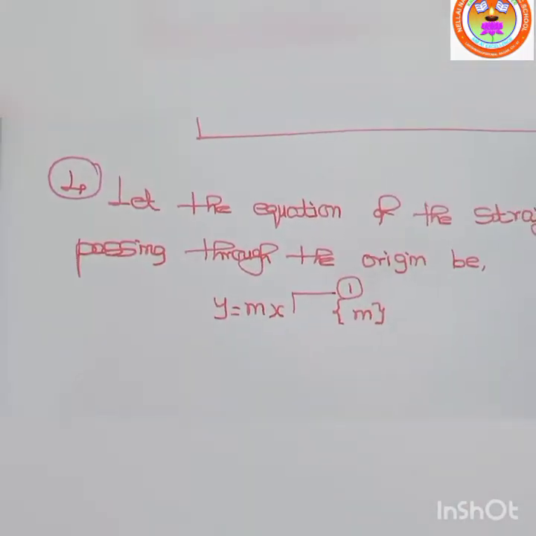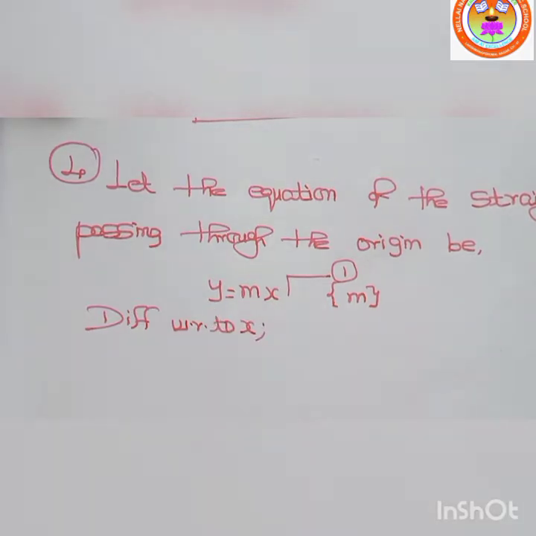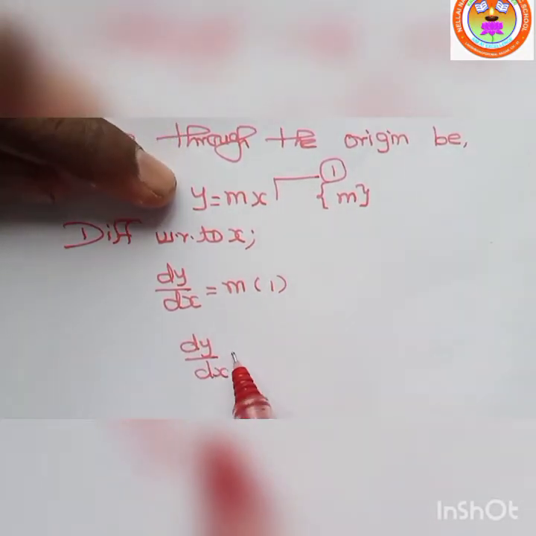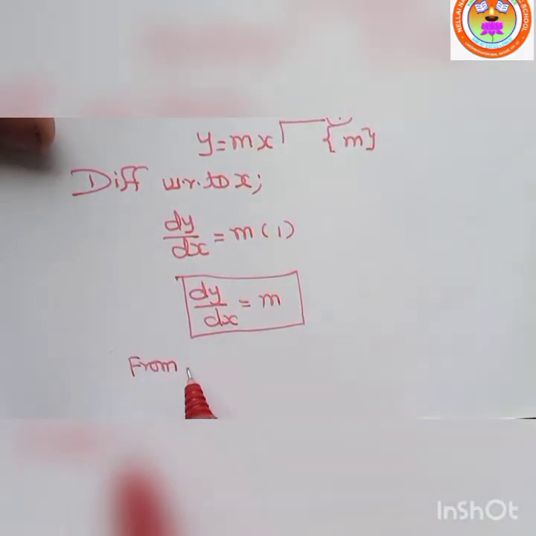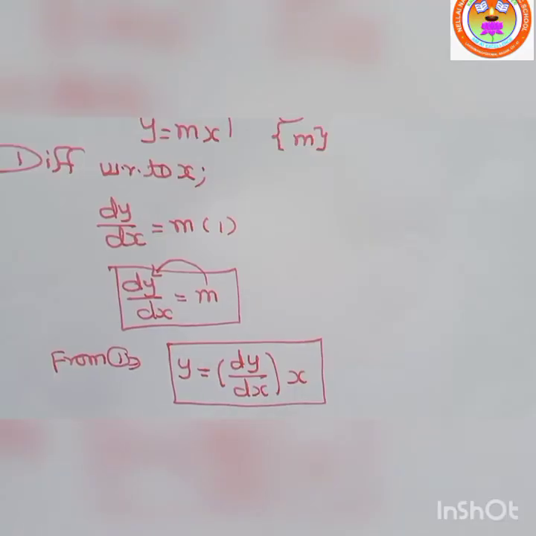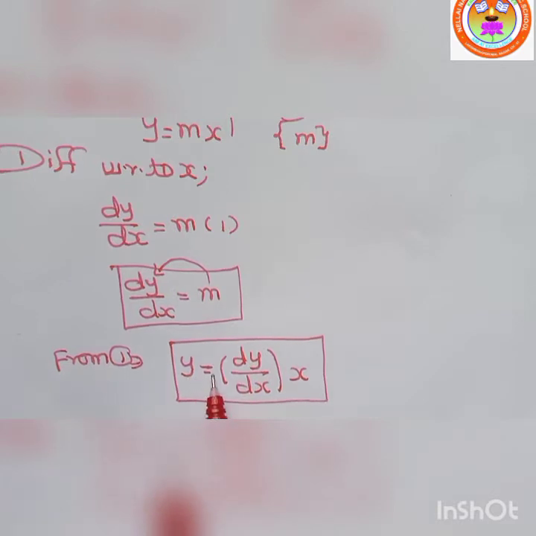Now we differentiate with respect to x. We know that the derivative of y is dy by dx, and the derivative of x is 1. So dy by dx equals m. Now substitute in equation number 1. From 1, y equal to mx, where m is dy by dx. The m value is substituted in equation number 1: y equal to dy by dx into x. So this is the final answer.